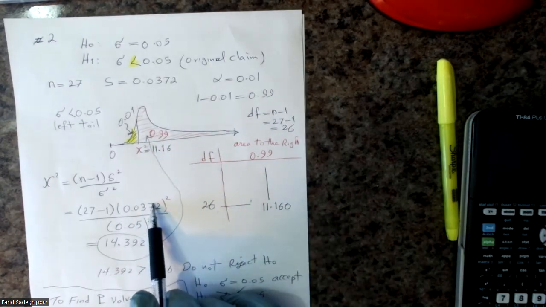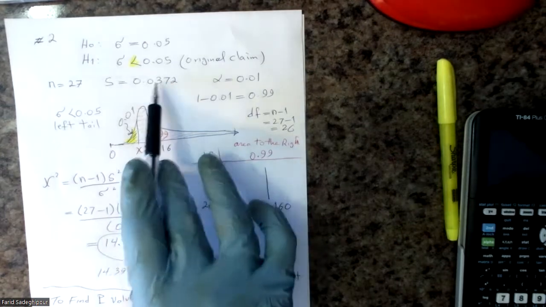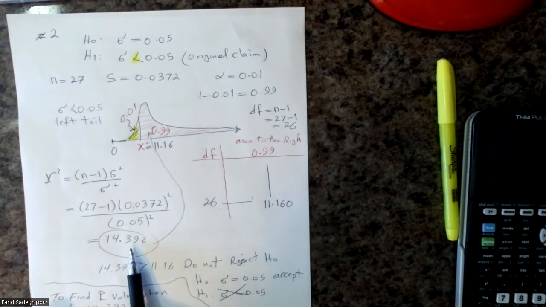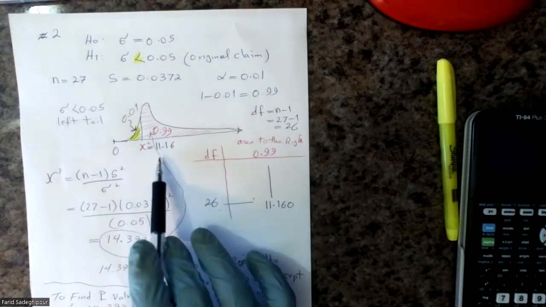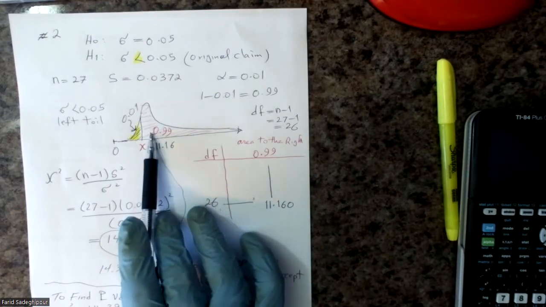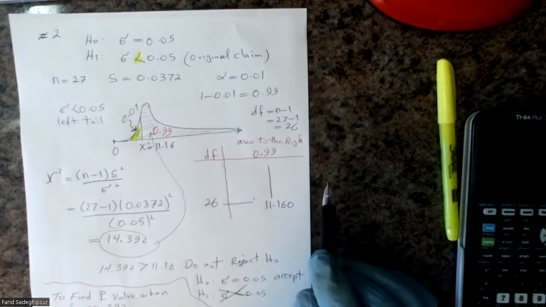Now the calculations. For the calculation, you already have s, you already have the standard deviation. You plug it in, 14. Now, where does 14 fall? 14 does not fall into the critical area. 14 falls into the good area. So we accept H0, and we reject the claim.